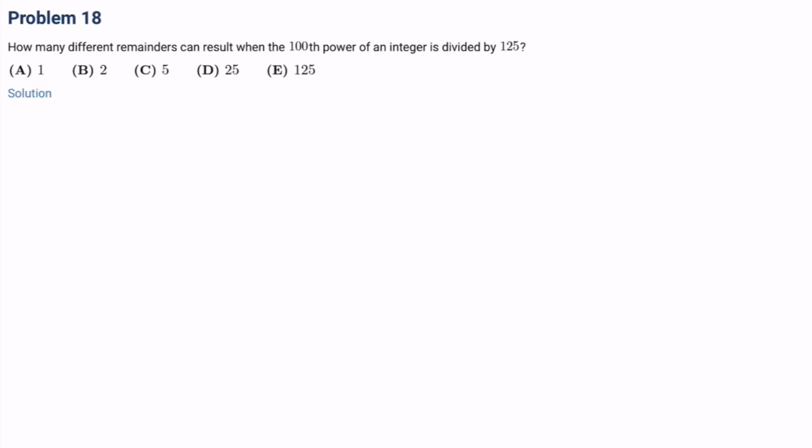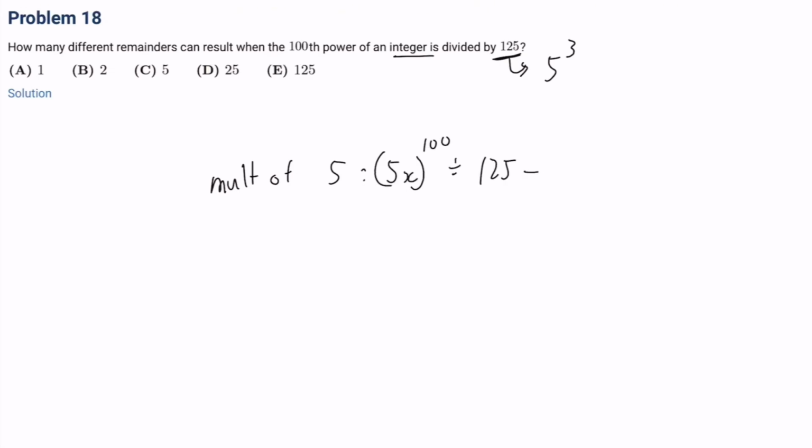It's D. Number 18, how many different remainders can result when the 100th power of an integer is divided by 125? Okay, so we want the remainder when an integer is divided by 125. And note that 125 is 5 to the 3rd power, right? So we have 2 cases. The first case is when the integer is a multiple of 5. If it is a multiple of 5, then it's just going to be 5x to the power of 100 divided by 125. Obviously, the remainder is 0.